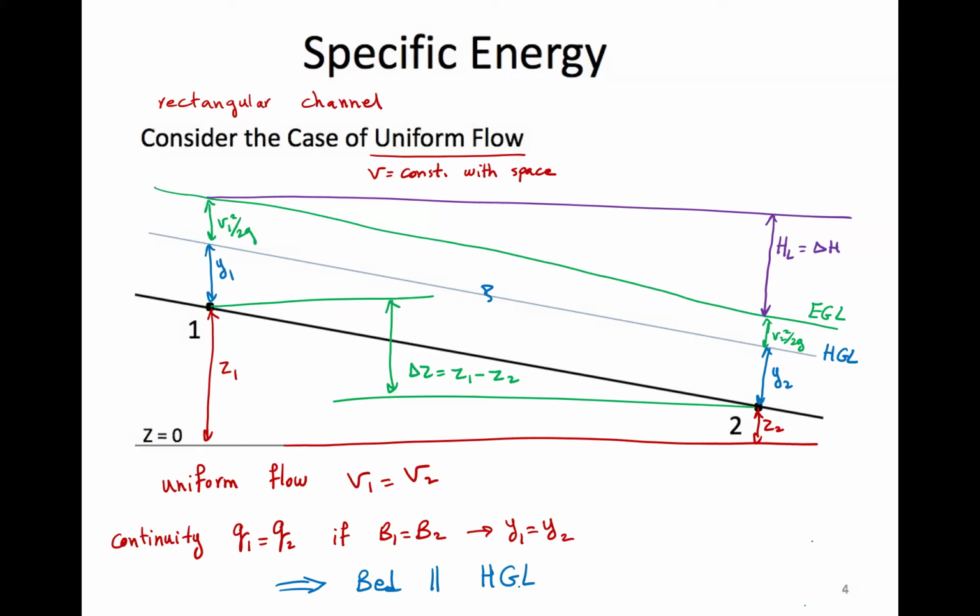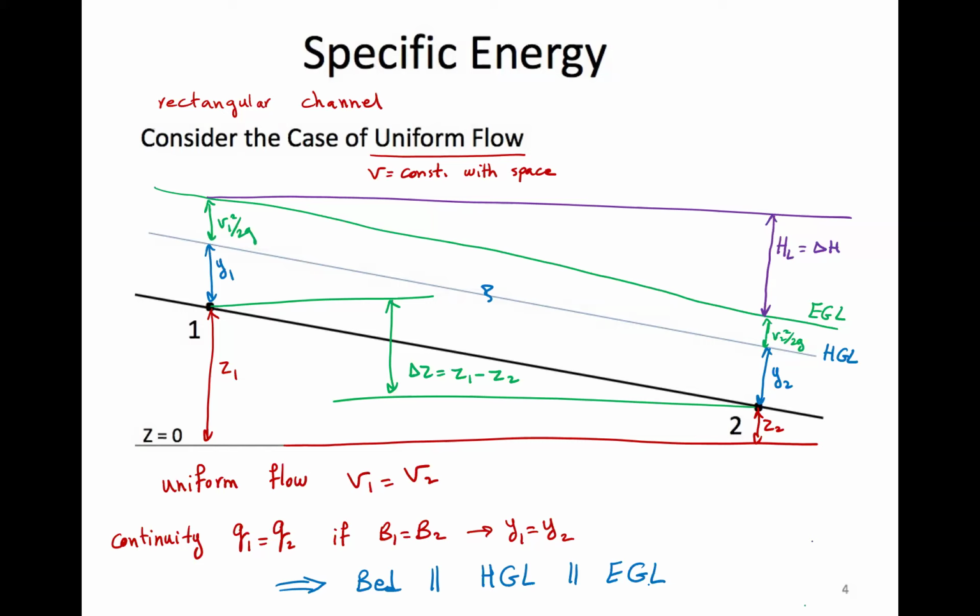Okay, that's good. And also, the first one says uniform flow, so velocities are equal. So velocity heads will be equal. So the distance from EGL to HGL will also be the same, won't change. So HGL will be parallel to EGL as well. In other words, in uniform flow, the HGL, the water surface, and EGL, the energy grade line, will be parallel to the bed.